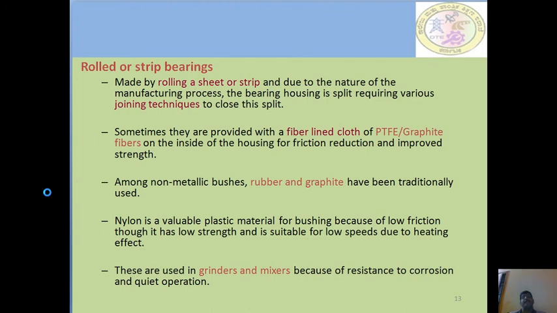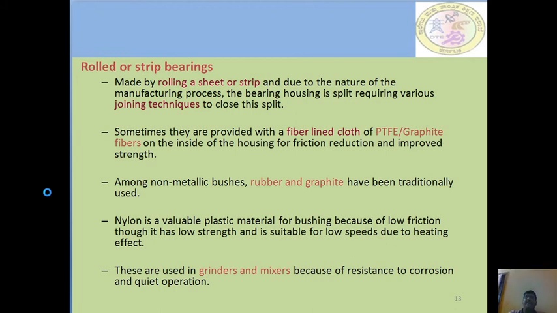Rolled or stripped bearings are also types of bearings, which are made by rolling a sheet or a strip. Due to the nature of the manufacturing process, the bearing housing is split, requiring various joining techniques to close the split. Sometimes they are provided with fiber-lined cloth or graphite fibers on the inside of the housing for friction reduction and improved strength.